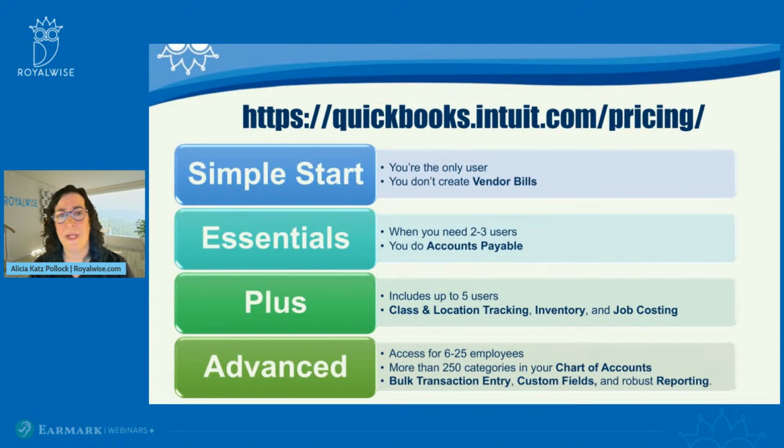Simple Start is good for one user, and all they're really doing is invoicing. They don't have any accounts payable. When a bill comes in, they just pay it and they're good to go. Essentials gives up to 3 users and adds in accounts payable workflows. Plus gives you up to 5 users and gives class tracking, location tracking, the project center, which gives you job costing and inventory. And then the advanced version gives you up to 25 users, and it gives you unlimited charts of accounts, unlimited classes, really robust custom fields, bulk transaction entry and really creative reporting where you can craft any kind of report that you need.